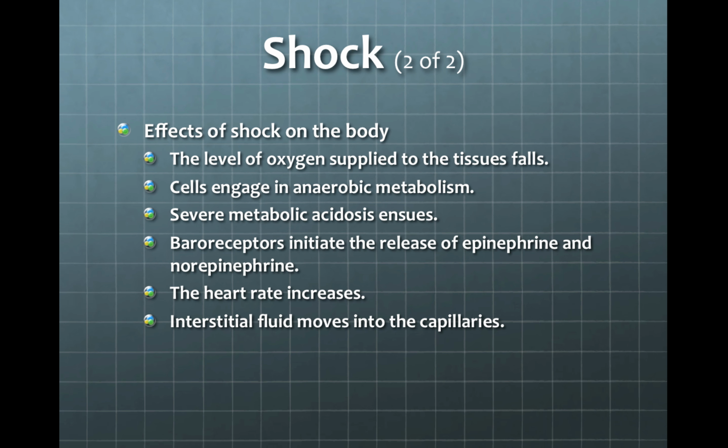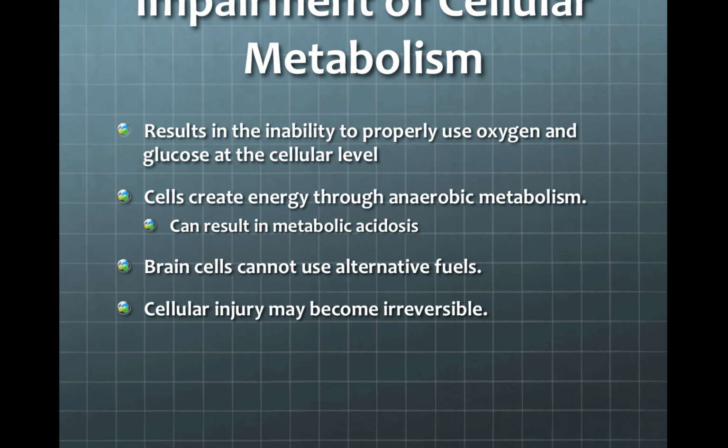The heart rate's going to start to increase, and the heart rate's going to try to compensate for this loss by circulating whatever blood has oxygen still attached to it more quickly throughout the body. And then your interstitial fluid, that's the fluid that's sitting in between the cells, is going to start moving into the capillaries. And that's going to help to plump up the volume in the blood vessels, because the body's thinking that we're experiencing a loss of blood somewhere. So it's going to try and pump up the volume of the blood to allow circulation of the red blood cells more readily. This slide says impairment of cellular metabolism.